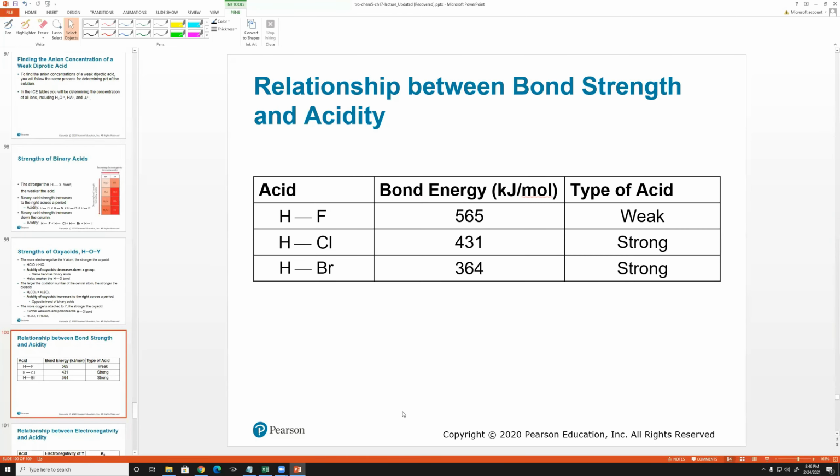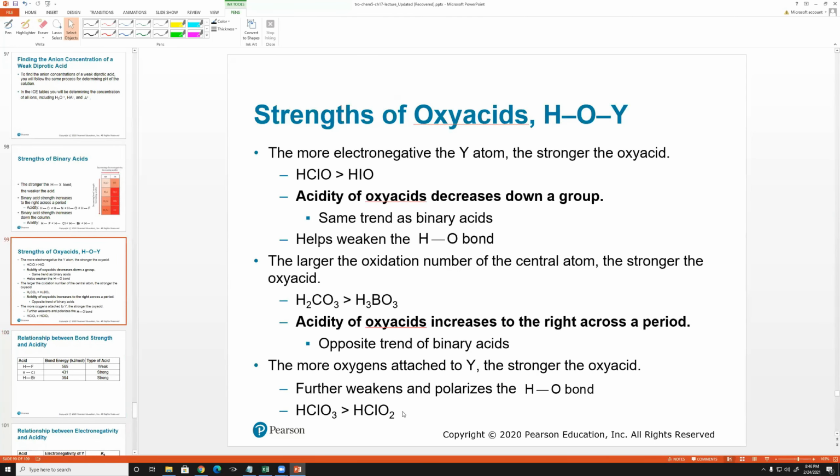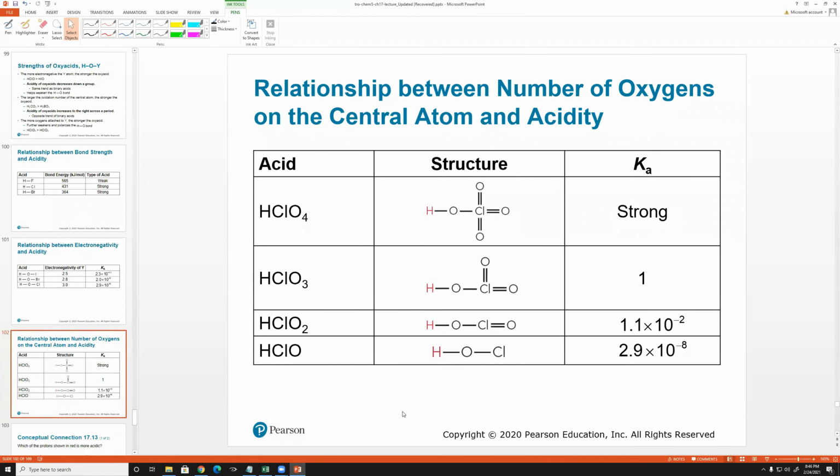So oxyacids, the only thing we should know is that the number of oxygens directly corresponds to the strength of the acid. And all that means, and I'll tell you why, is the more oxygens you have, the stronger the acid.